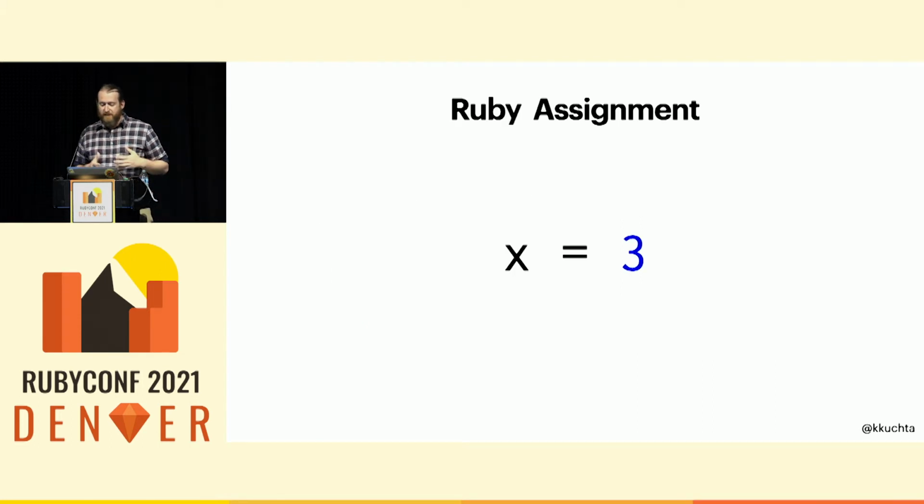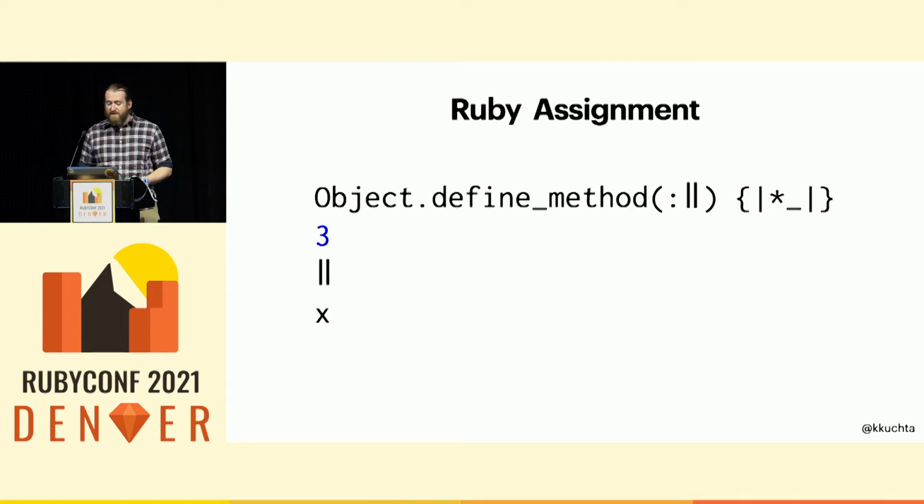Because in Ruby, leftward assignment doesn't just assign 3 to X, it also declares X as a new variable in the current scope. Same thing with rightward assignment. It makes X out of nothing. And we need to do the same thing for our vertical assignment. We need to declare X somehow.